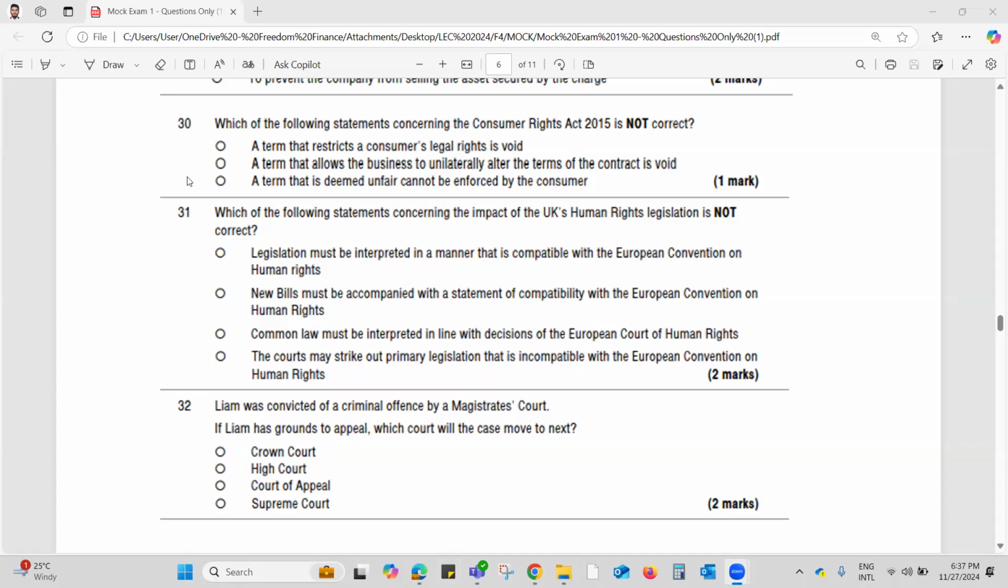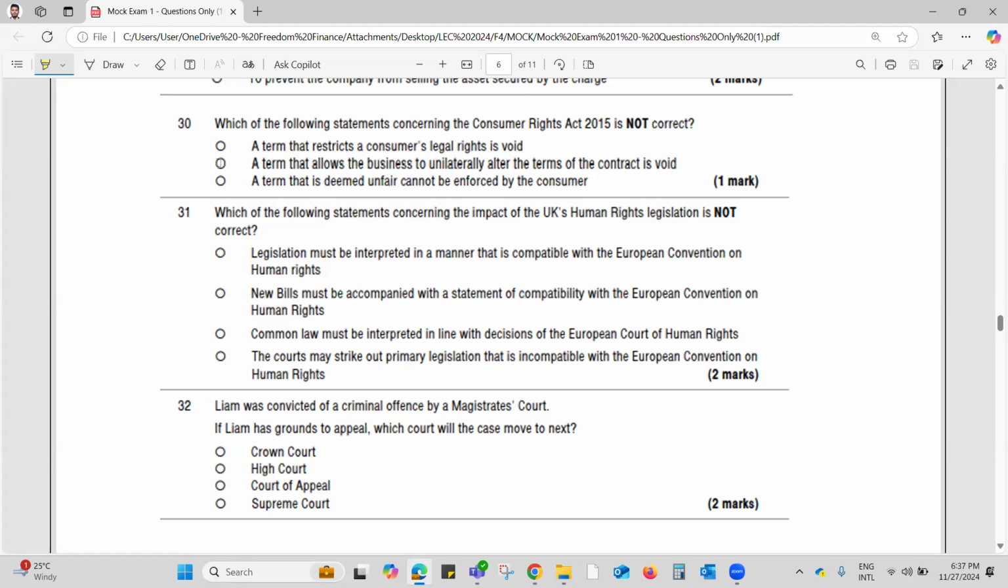Okay, let's discuss question number 30. Now they're asking us, which of the following statements concerning the Consumer Rights Act 2015 is not correct? So they are asking us for the incorrect term. A term that restricts a consumer's legal rights is void. A term that allows a business to unilaterally alter the terms of the contract is void. A term deemed unfair cannot be enforced by the consumer.